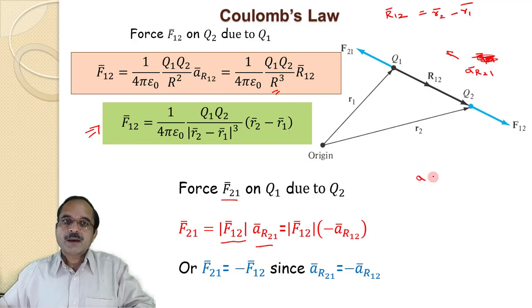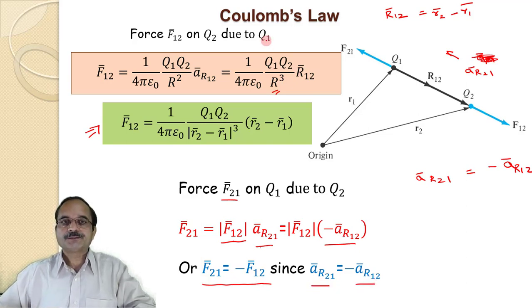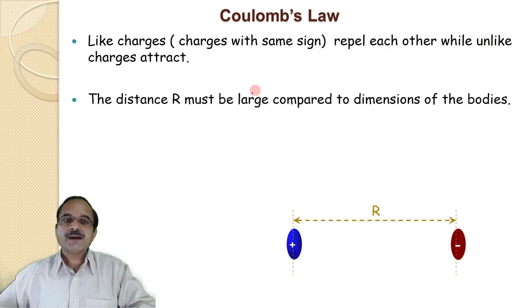Now AR21 is the same as minus AR12. Or in other words, F21 is the same as minus F12, because the magnitudes are the same and the directions are opposite. Like charges, as we have seen earlier, repel each other, and unlike charges attract.